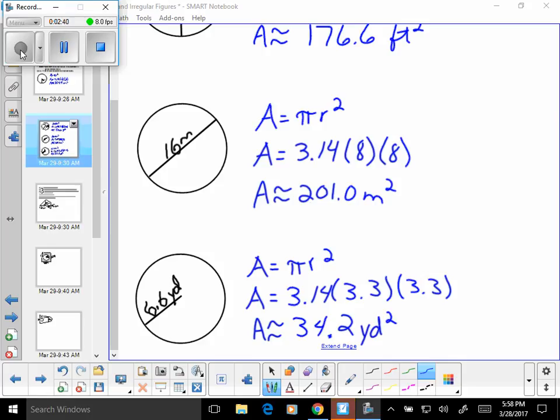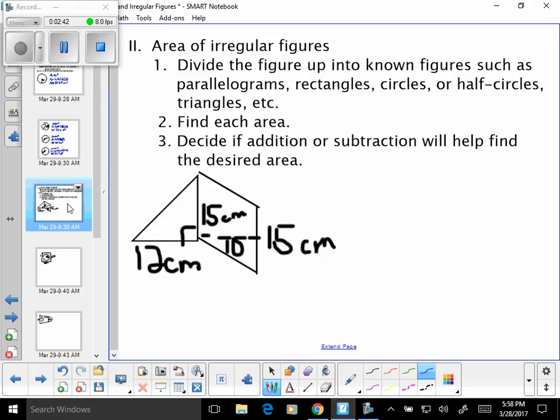In the second part of our lesson, we are going to work with irregular figures. Again, just as before, divide it up into known figures. Look for parallelograms, rectangles, circles, half circles, triangles. Look at your flashcards to see where your formulas are. Find the area of each part, and then you're going to have to decide if you need addition to find the desired area or subtraction.